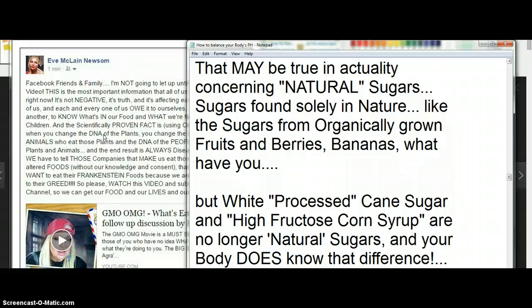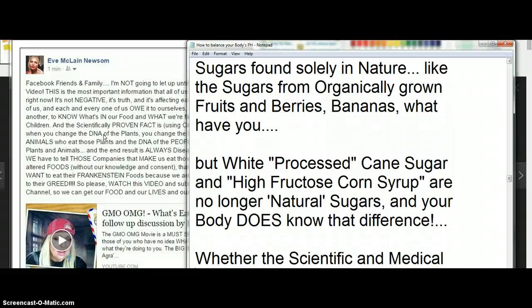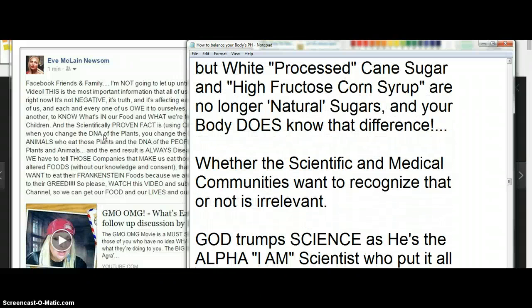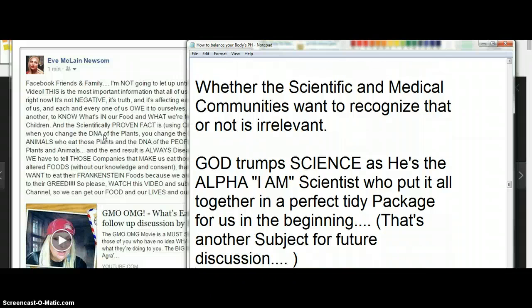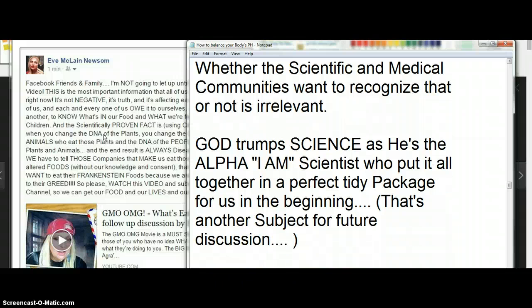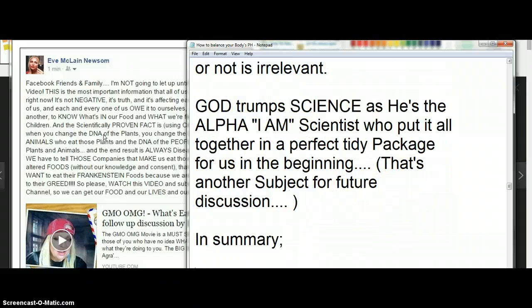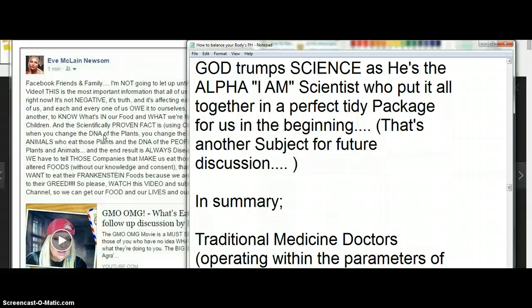That may be true in actuality concerning natural sugars, found solely in nature, like the sugars from organically grown fruits and berries, bananas, and what have you. But white processed cane sugar and high fructose corn syrup are no longer natural sugars, and your body does know that difference. Whether the scientific and medical communities want to recognize that or not is irrelevant. God trumps science. He's the alpha and omega scientist who put it all together in a perfect tidy package for us in the beginning. That's another subject for future discussion.